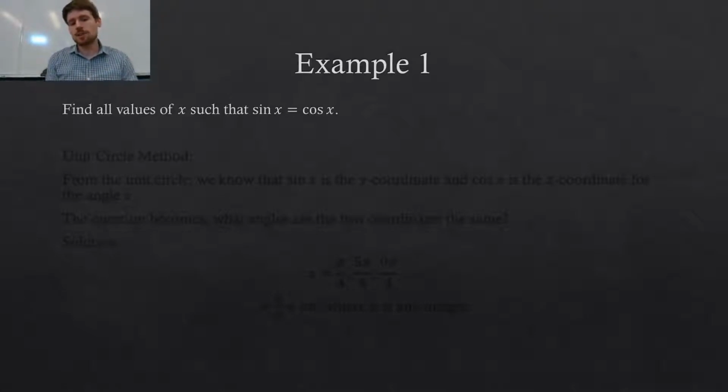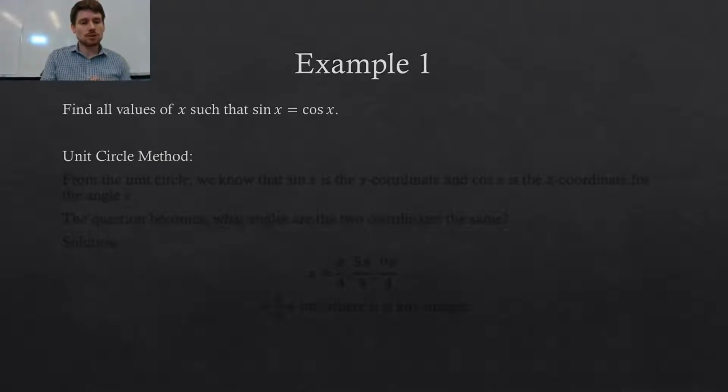So we're interested in finding all the values of x where sine of x equals cosine of x. So what inputs would you plug into sine and cosine where you get the same answer? We're going to solve this three different ways. The first way is by thinking about the unit circle definitions for sine and cosine, and then we'll look at an algebraic method for solving it, and then finally we'll look at the graph of these two functions and compare them.